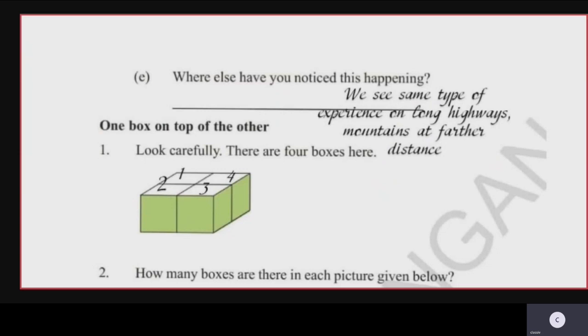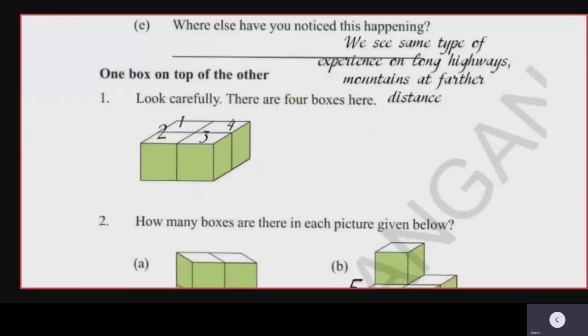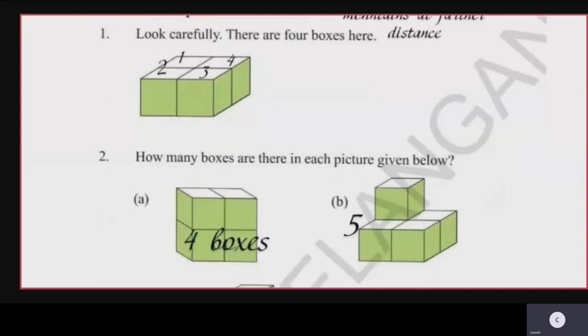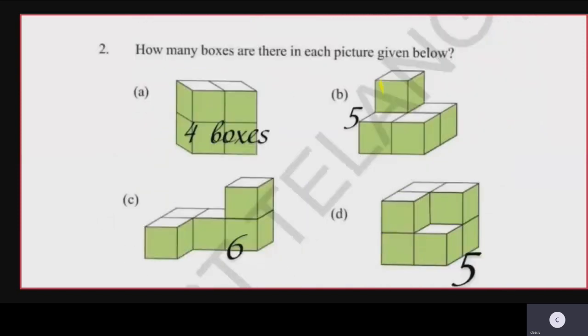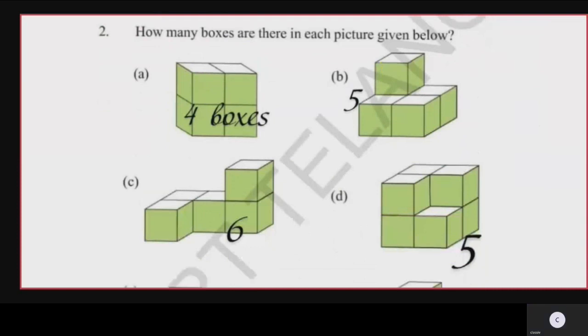The next one, draw these boxes, children. First one, there are 4 boxes here. This is the first layer of 4 boxes. I have written the numbers also. So how many boxes are there? 4 boxes. Mark it and write down. The second question: how many boxes are there in each picture given below? A1, draw the diagram. Yes, 4 boxes are there. The answer is 4 boxes.